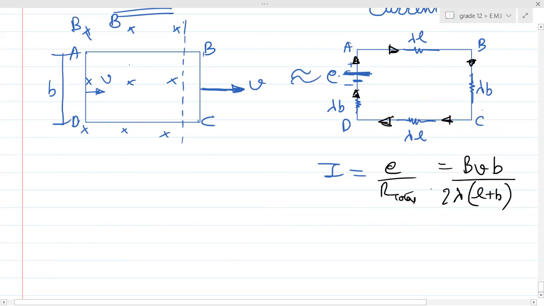Yes or no? Can you see lambda L plus lambda L, twice of lambda L, plus lambda B? So it will come like this. So this will be the current.